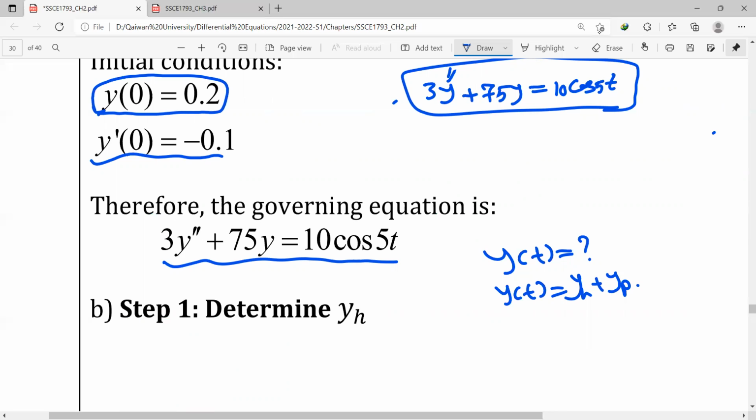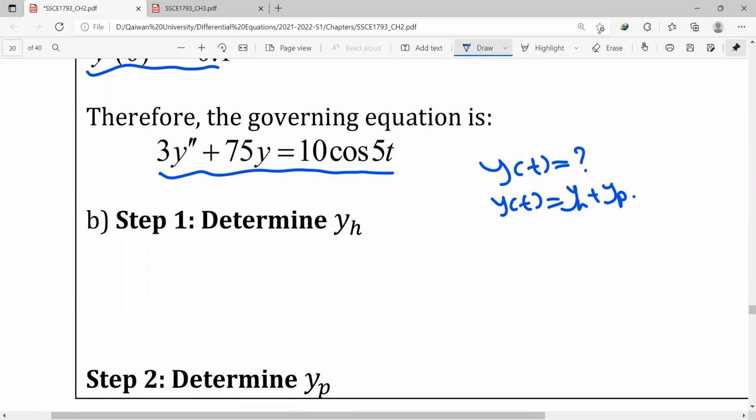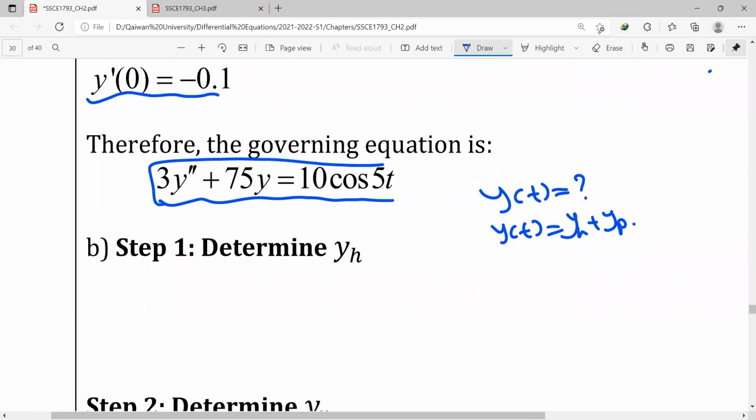Let's do it. We have now this equation, and we are going to work on this equation. We are going to write down the characteristic equation. It's 3m squared plus 75 equals 0. This is for the homogeneous part.